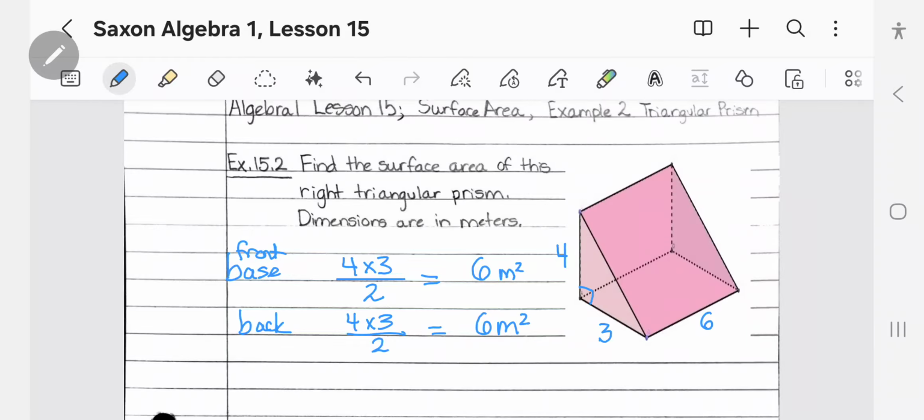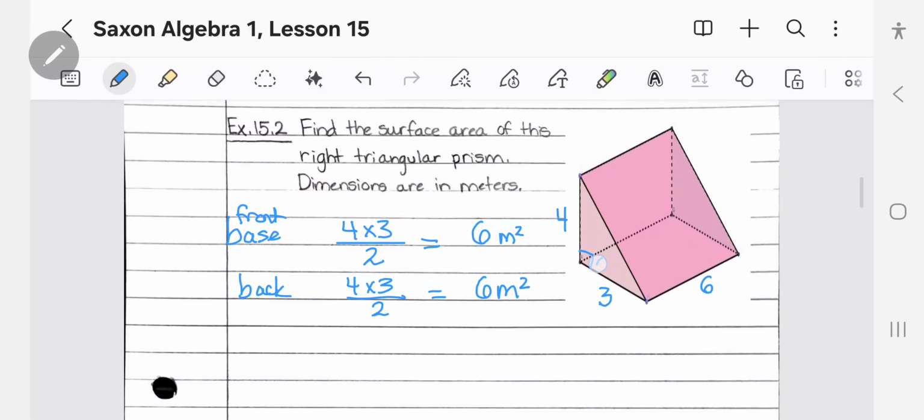Then let's look at the bottom here. I'm going to color that in. We've got this bottom, and it is 3 by 6. So we'll call that the bottom. And we're not going to take half. Why are we not taking half? Well, it's the whole rectangle. So it is 18 square meters.